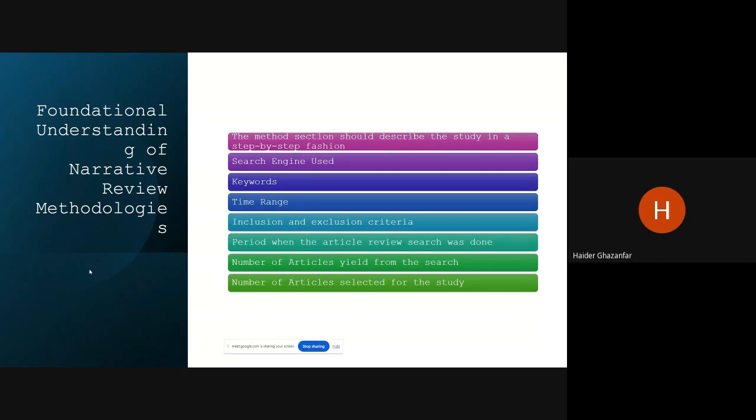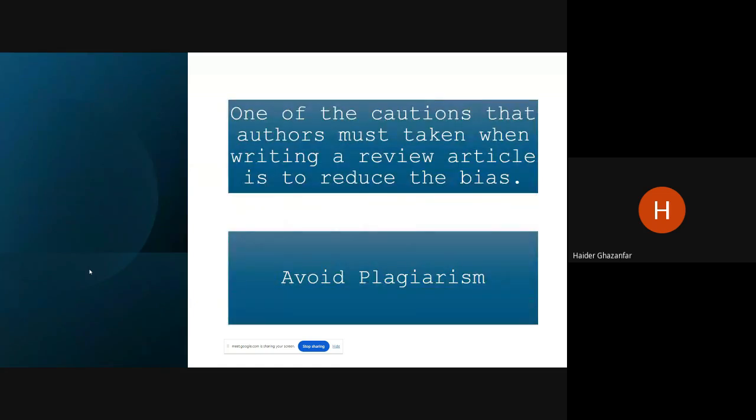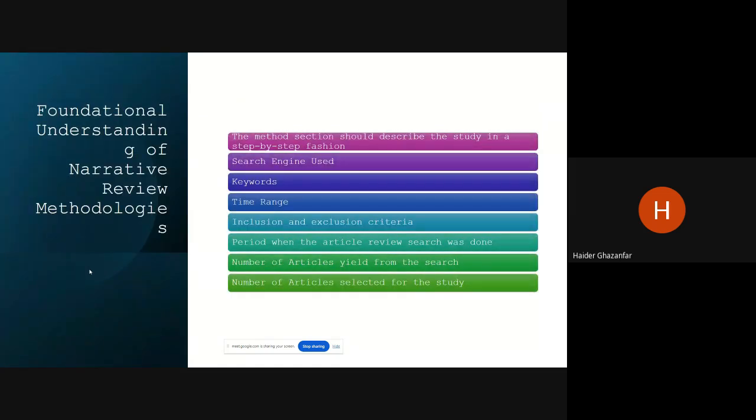Okay, so continuing forward. A foundational understanding of narrative review methodology is really important. The method section should describe the study in a step-by-step fashion. You should mention the search engine you use. If you mention PubMed, it's more than enough. Keywords are really important. And you want to mention the time range, from which time to which time you searched the articles, and what your criteria for publication were.